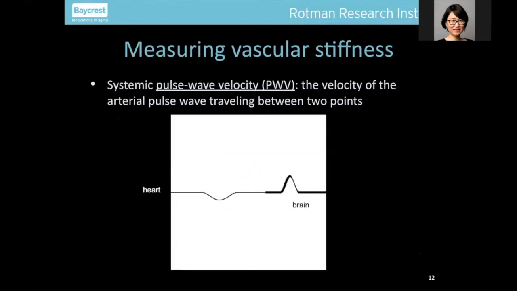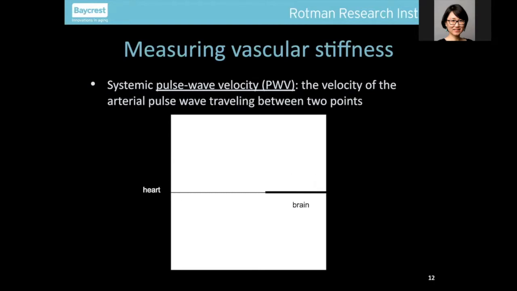We measured vascular stiffness using pulse wave velocity. This is a little animation demonstrating what it is. This is basically the velocity of the arterial pulse wave traveling between two points, in our case, the heart and the brain. As the pulse advances towards the brain, a part of it propagates to the brain and another part reflects. But as the vascular system becomes stiffer, the velocity of that propagation will increase.